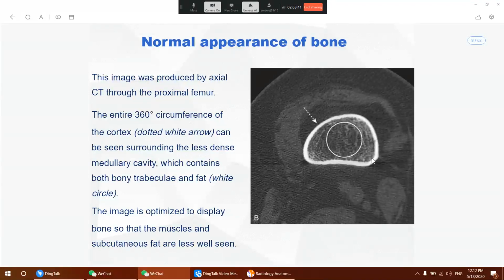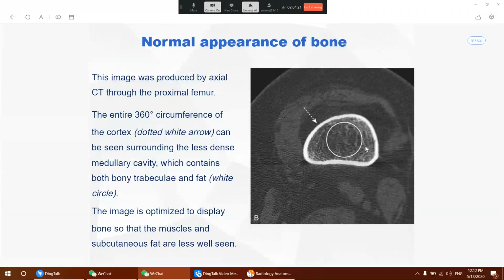You can see here the 360-degree circumference of the cortex. The complete cortex is present and it is thick, and then you can see a less dense structure in the center, which is the medullary cavity. This image is optimized to display the bone only, so the muscles and the subcutaneous fat are less well seen. So I'm looking at a bone window. Remember, bones are looked at in the bone window on a CT.